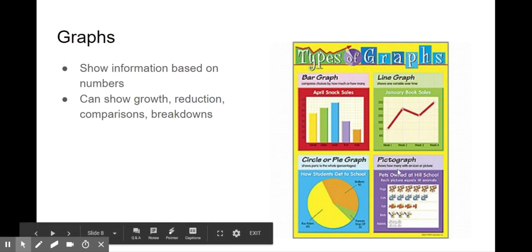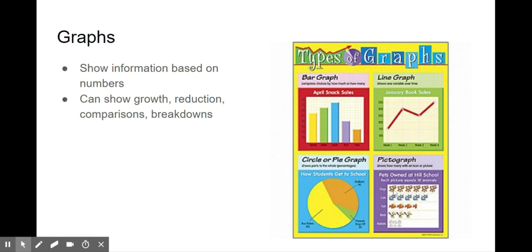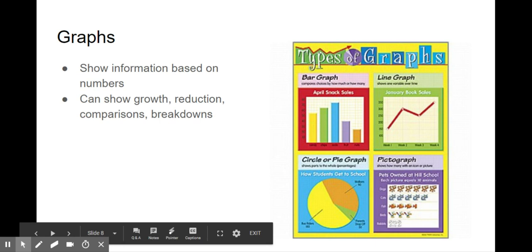So it shows how many of something were counted per picture. Like we have cows, cats, fish, birds, and rabbits. So, pets owned at Hill School, or sorry, that's dogs. Dogs. So we can tell that each one of these dogs is probably worth 10. It says right there, each picture equals 10 animals.